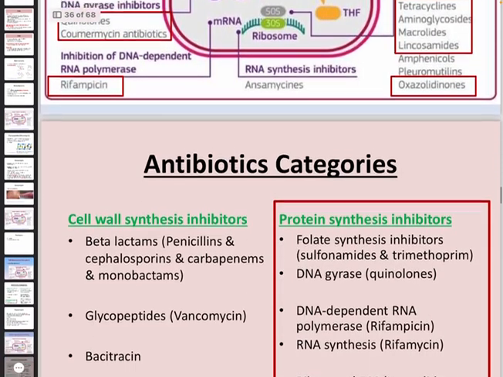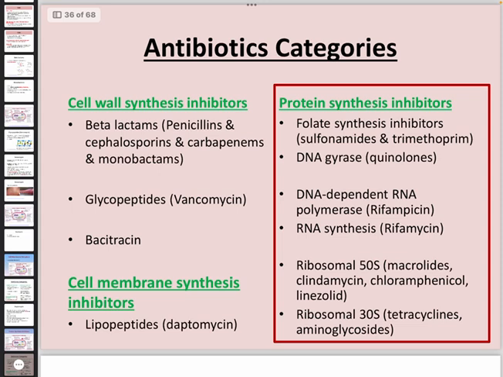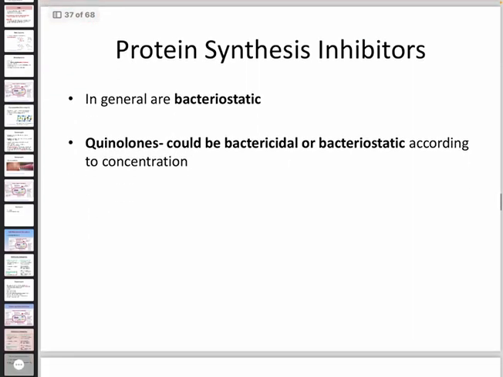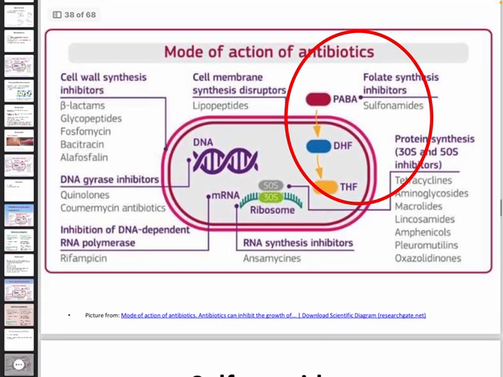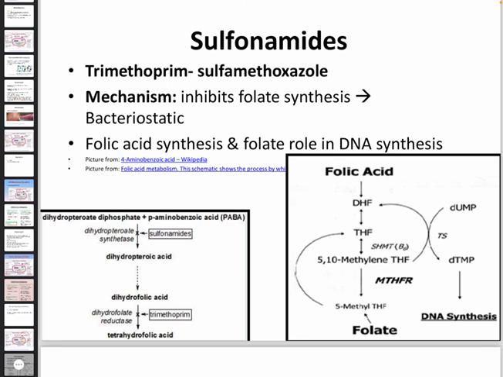Other forms of antibiotics are protein synthesis inhibitors, which in general are bacteriostatic. However, there's an exception: quinolones can be either bacteriostatic or bactericidal according to their blood concentration. An example is sulfonamide. The most common one used is Bactrim. They inhibit folate synthesis. As I said, they are bacteriostatic.